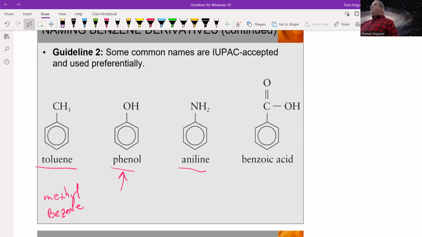Okay, there's an alcohol-based benzene, phenol. A lot of you have heard that. It has some unique properties, phenol. If it has an amino group, it's called aniline. If it has an acidic group, it's called benzoic acid.